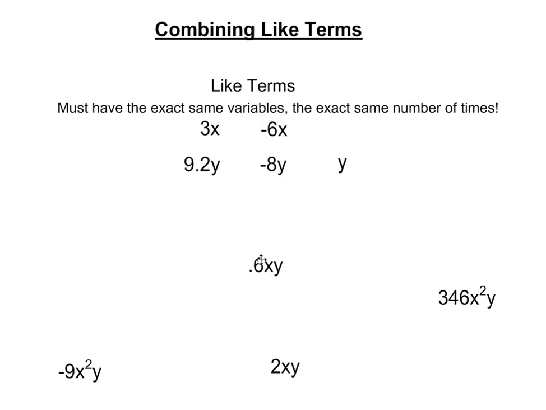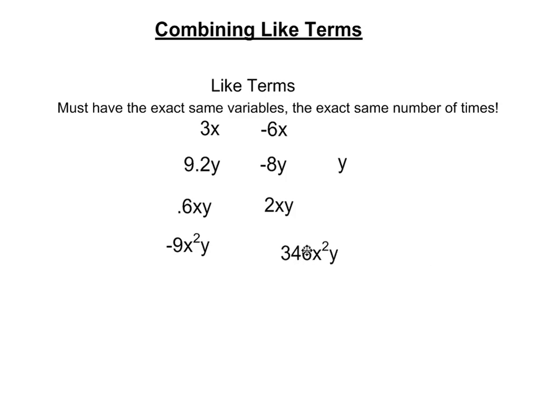We have 0.6xy. So this has an x and a y, but just one of each. So right here where we have an x and a y, but we have two x's because it's squared, that would not be like terms with this. Right here we have just one x and one y. So those would be like terms. And then finally you see this has an x and a y, but it has two x's and one y. This one has two x's and one y. So those are like terms. So in order to be like terms, they have to have the exact same variables the same number of times.